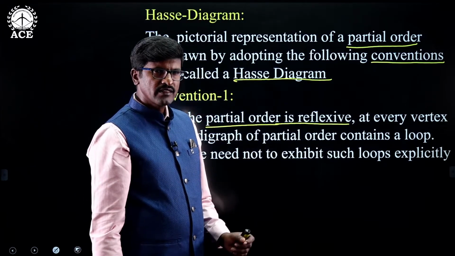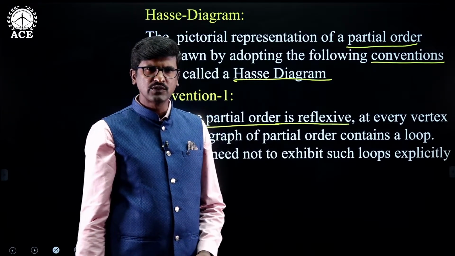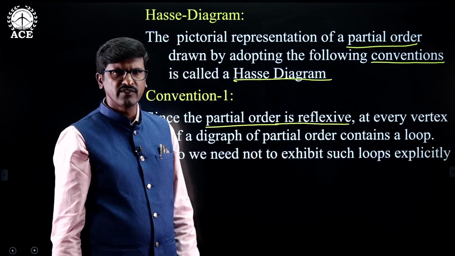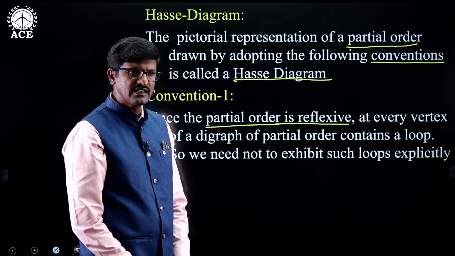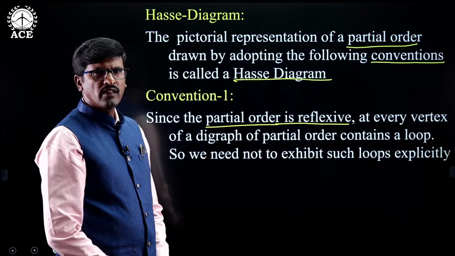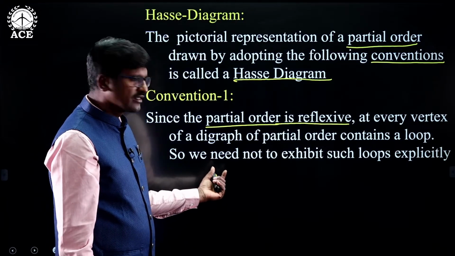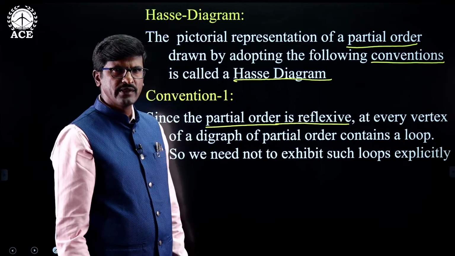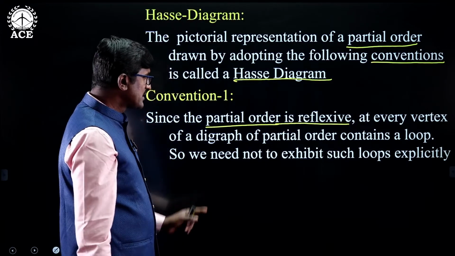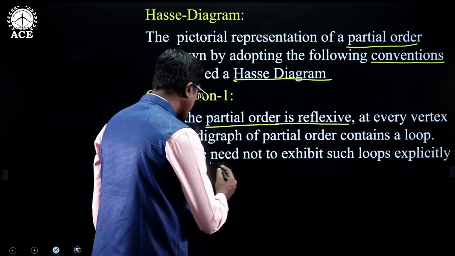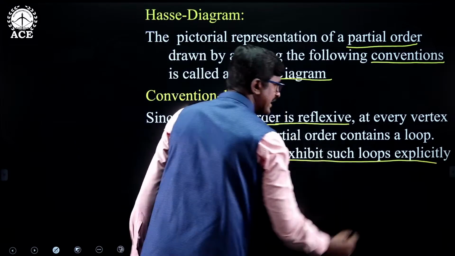So here the partial ordering relation is reflexive, which means there is a mapping from A to A itself. That is, the starting and ending vertices are same. Therefore, the digraph will be having loops at every vertex. So these loops will not be exhibited explicitly. You need not exhibit all these loops explicitly.